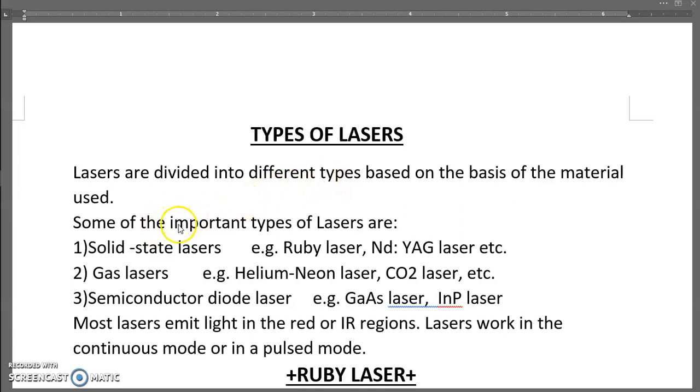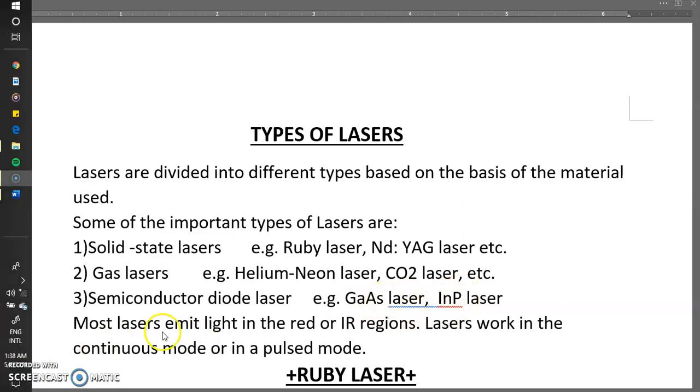Some of the important types of lasers are solid-state lasers, for example ruby laser, Nd:YAG laser, etc. Gas lasers, for example helium neon laser, carbon dioxide laser, etc. Semiconductor diode lasers, for example gallium arsenide laser, InP laser.